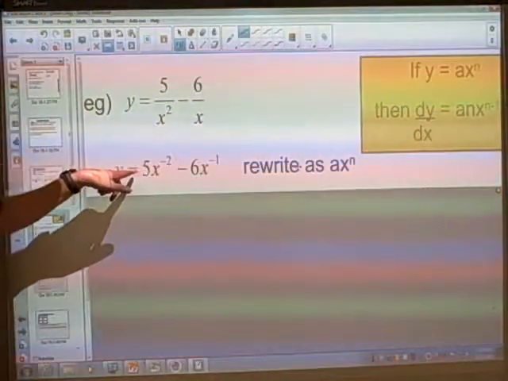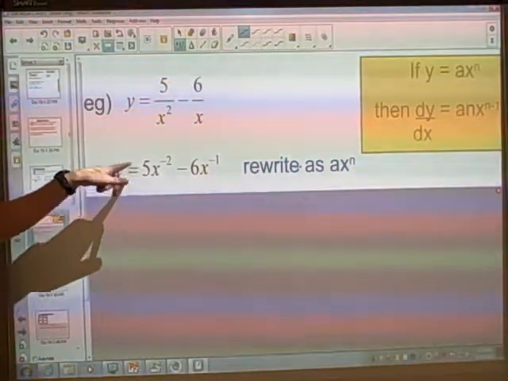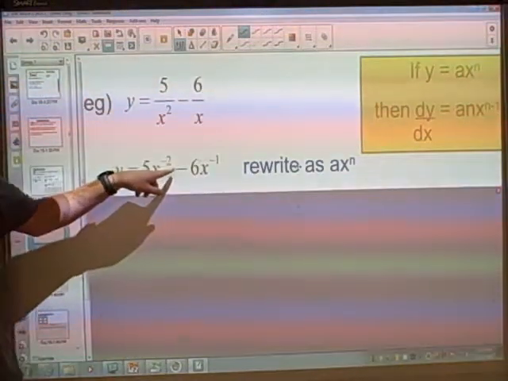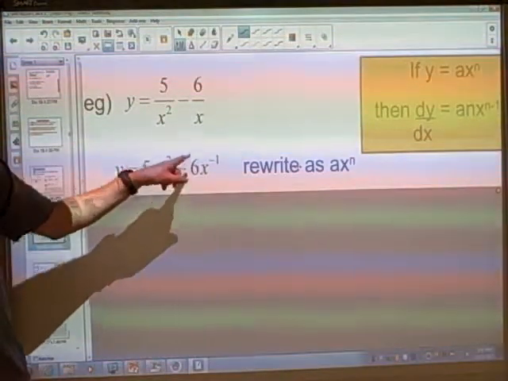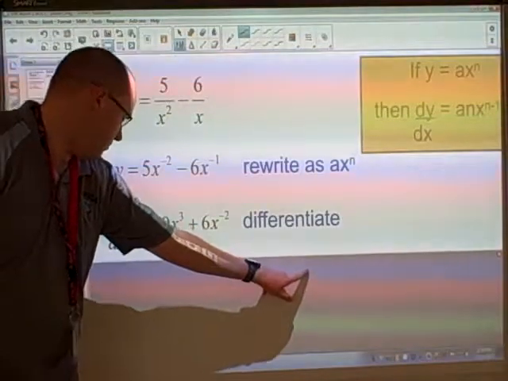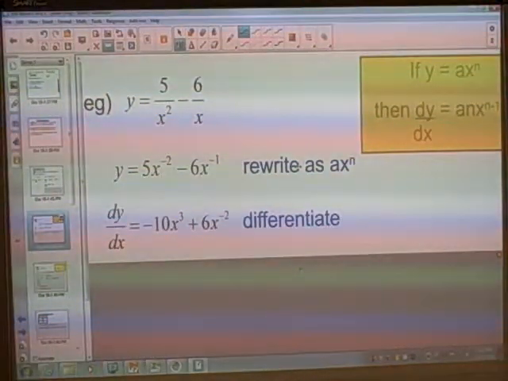Now we can go ahead and use the rule. So we can bring the exponent to the front. 5 times negative 2 is negative 10. Decrease the power by 1, negative 3. Bring the negative 1 to the front and multiply. Negative 6 times negative 1 is positive 6, x to the negative 2. So we're just using that rule, and that's called differentiating, what we just did there.